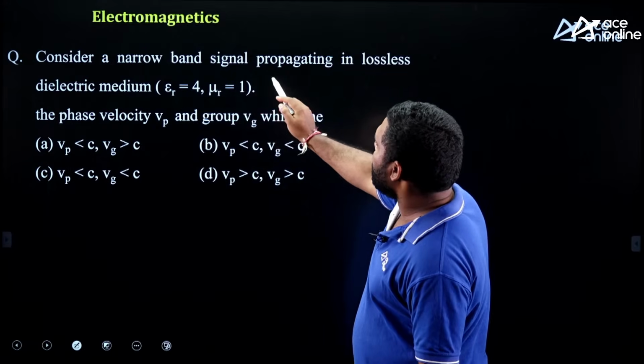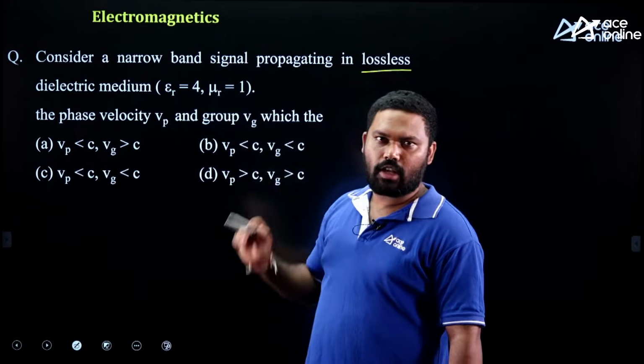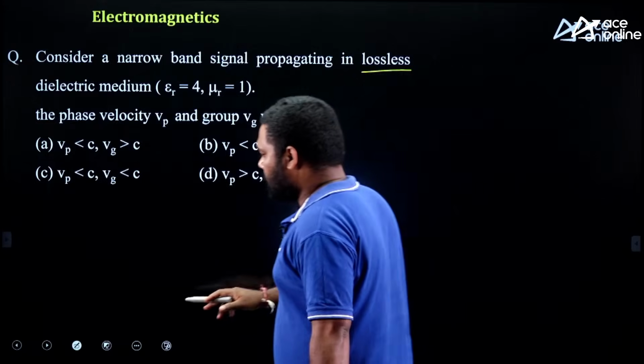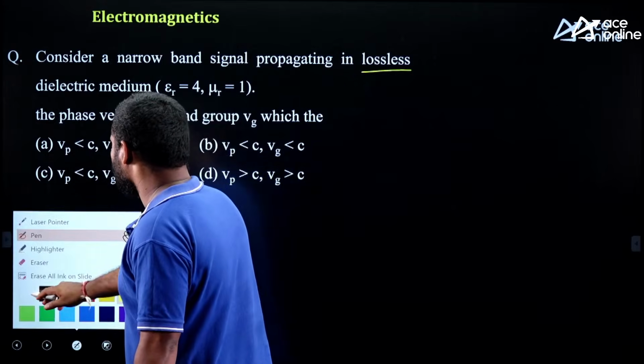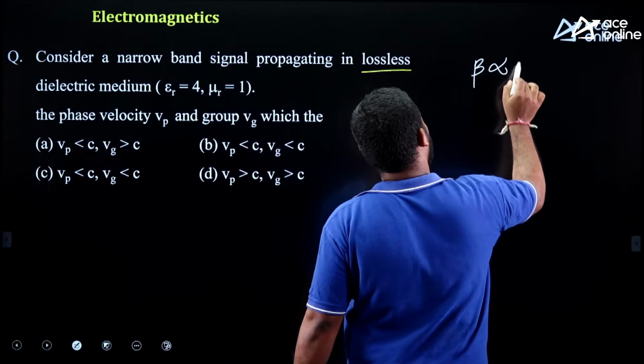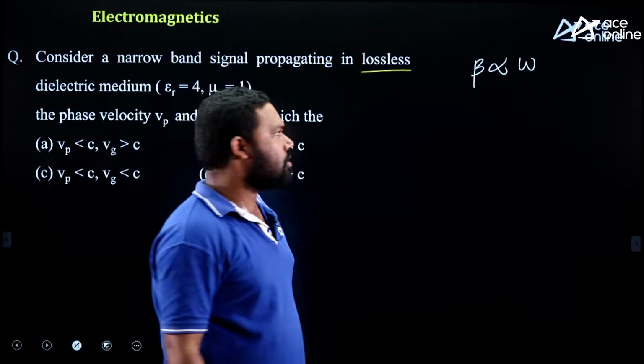So consider a narrowband signal propagating in a lossless dielectric medium. Here it is a lossless dielectric medium. A lossless dielectric medium is a non-dispersive medium. In a non-dispersive medium, we know that beta is proportional to omega. So if beta is proportional to omega, phase velocity is equal to group velocity.